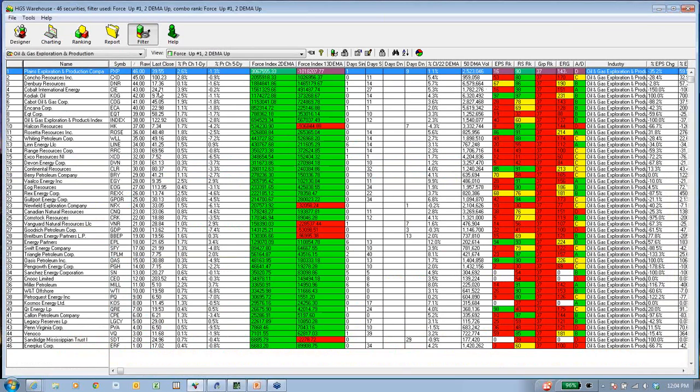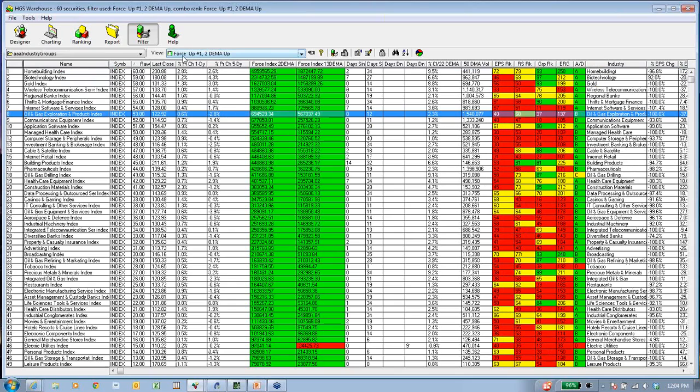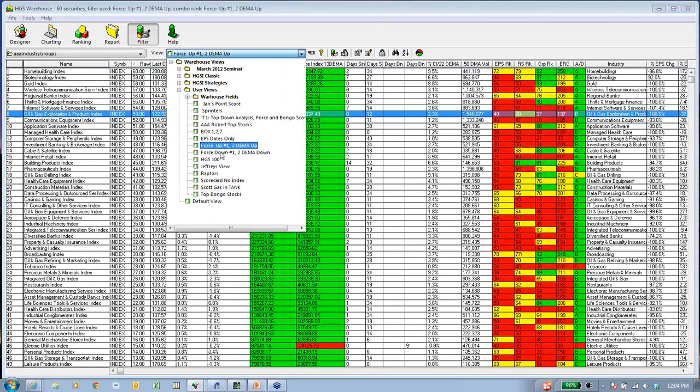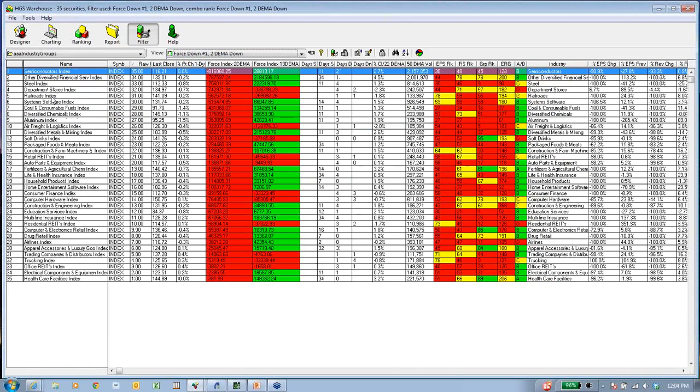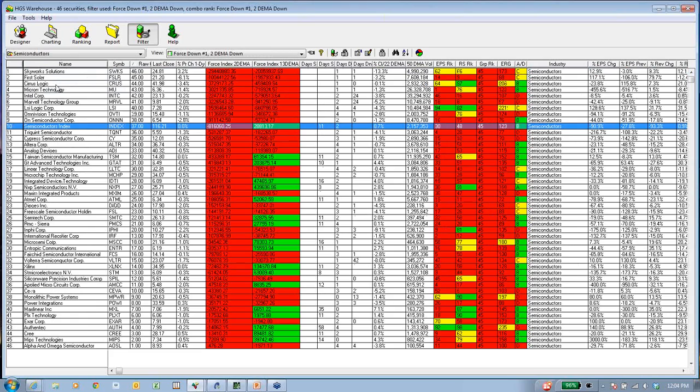All right, let's go back and let's look at things that are not doing so well. So if I go to the force index down, here's the things that are doing poorly. And steel, railroads we'll look at, coal, and semiconductors.